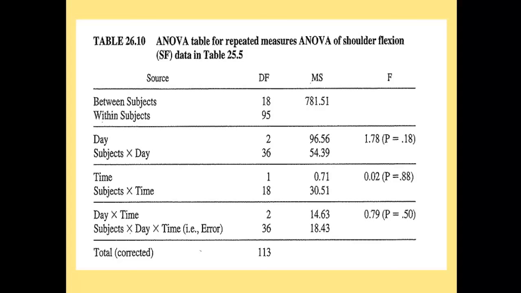So these are two mean square estimates, and these are two other mean square estimates. The 18.43 is the mean square estimate that corresponds to day times time. And this is the mean square for the error term for day times time, and this is for day times time on its own. Now, why that works exactly has to do with the way it partitions out these sums of squares.